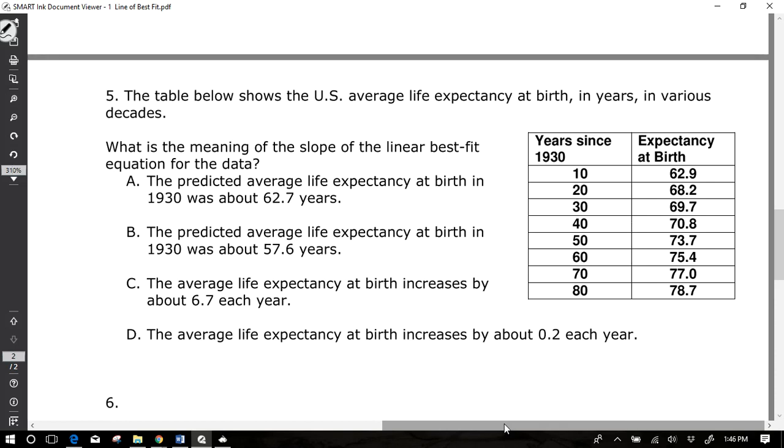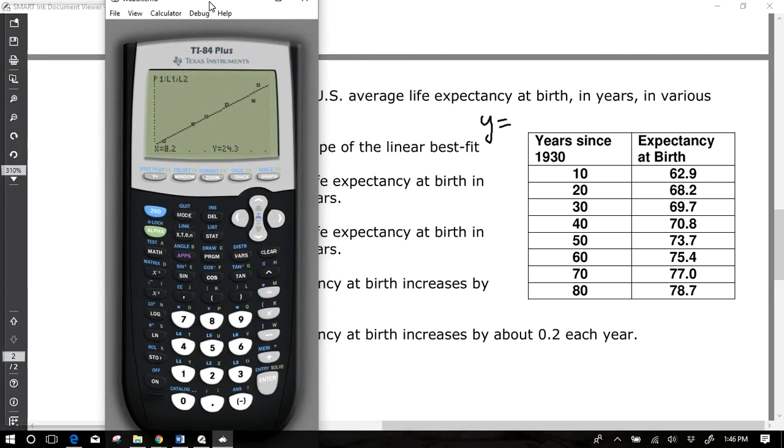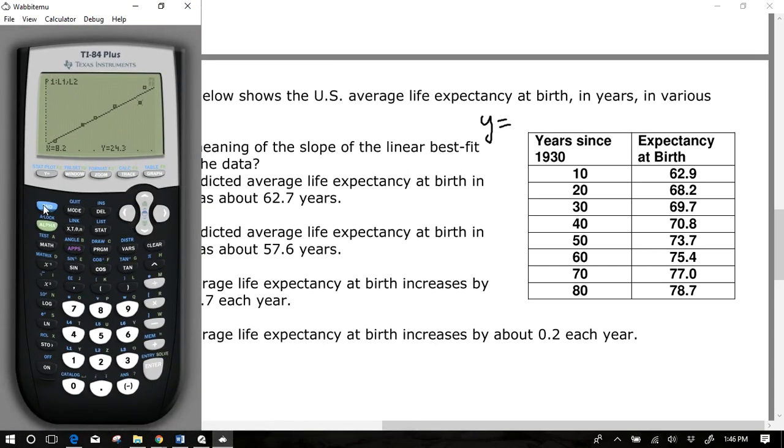So the first thing that I want to do, since they're asking me what is the meaning of the slope, is get the line of best fit and find what the slope equals. So you're going to pause your video and I want you to practice. Let's clear our memory. Second plus 7, 1, 2. I want you to go to Stat and type in all of your data, and pause the video while you do that.